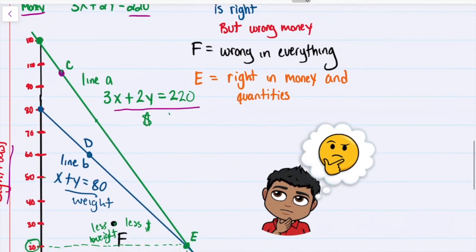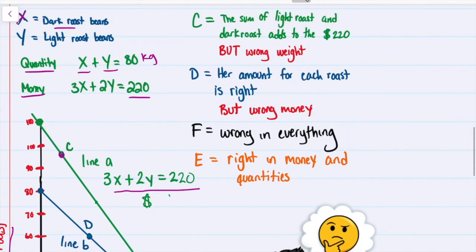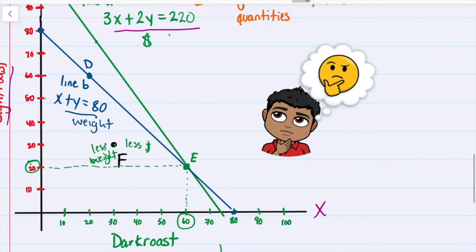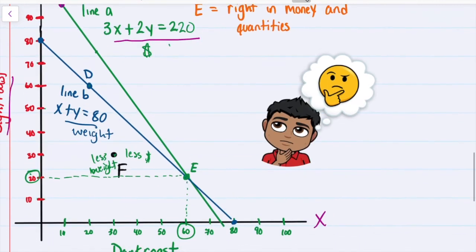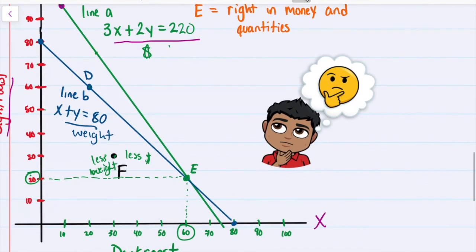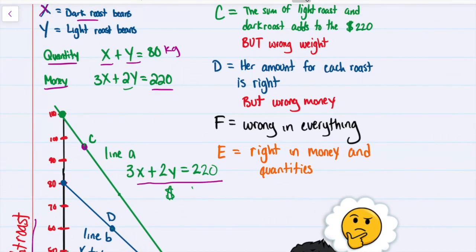That's what we wanted. And the price, if you multiply dark roast by 3, that will be 180. Plus, if we multiply the light roast, 20 times 2, isn't that 40? And when you add those, isn't that $220? That's how you check that you got the right weight and you got the right money. Kind of confusing, guys. It's just about looking at the graph.